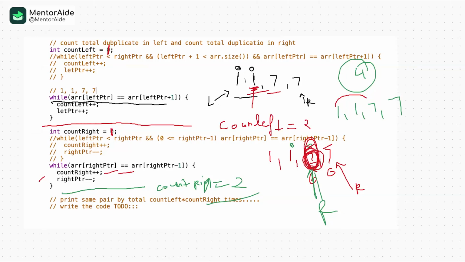Let's move on. So I was saying how the pairs are equivalent to 4. One is 1, 1, and the other one is 1, 7. The other one is this one, 1, 7. And what are the rest two? They are this one, which is 1, 7, and the other one is 1, 7. This is how the 4 pairs were formed.